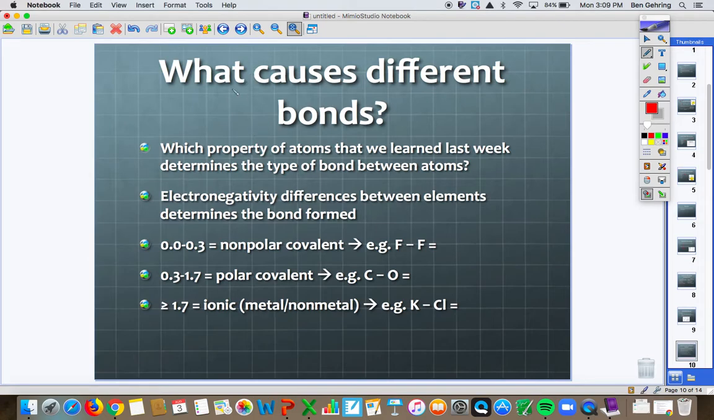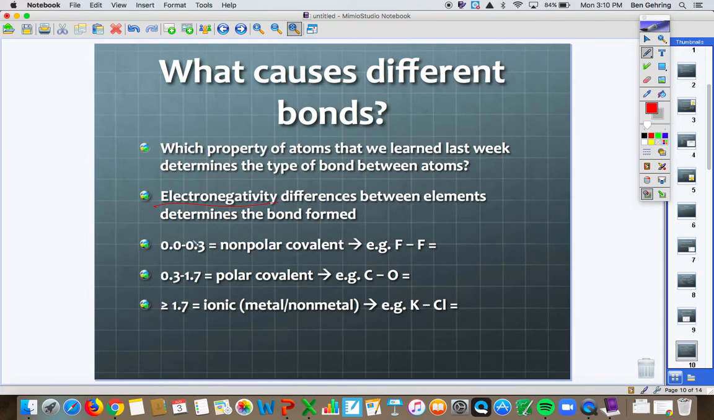And then begs the question, what causes different bonds? What causes some to be ionic and some to be covalent? And in this case, we're looking at properties. So which property of atoms that we learned last unit determines the type of bond between atoms? And so we look at this, we're looking for electronegativity. And this is how tightly it bonds to electrons from other atoms. And so if we look at the electronegativity difference between molecules, we can determine what type of bond is formed.